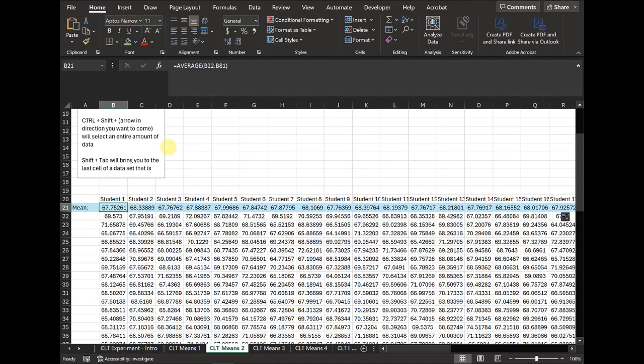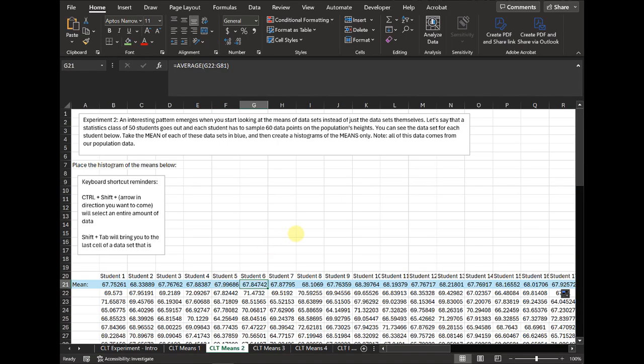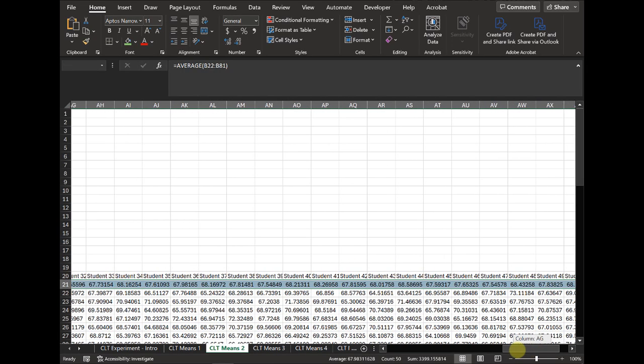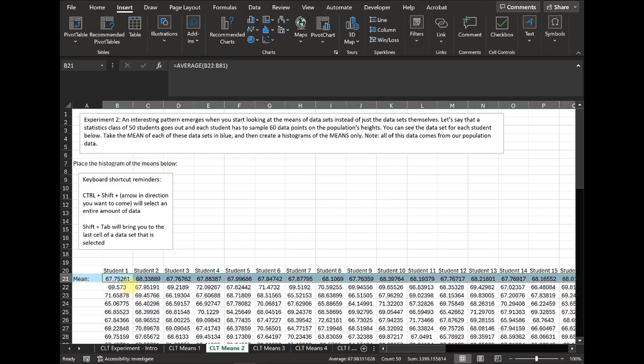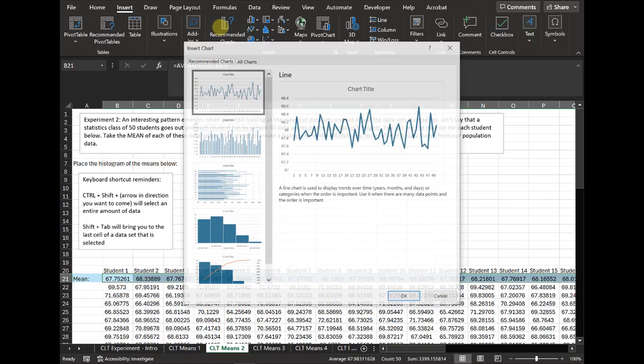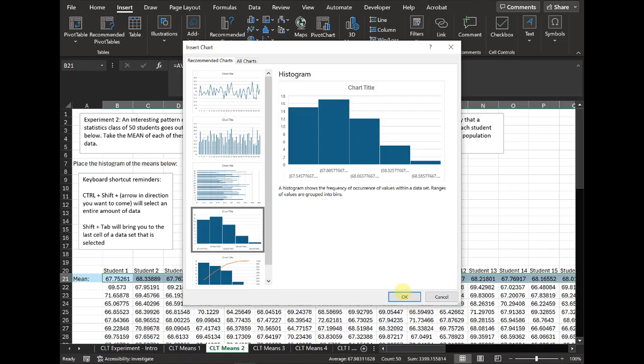And again, it makes sense that each mean is not equivalent to the previous student's, right? They're all going to be slightly different because everybody collected slightly different data. Okay, so the central limit theorem asks you to take the mean of all of your data sets and then make a histogram of the means. So I'm going to take all of that mean data and insert a histogram. I've selected all my mean data, come up here to recommended charts, and then I can find a histogram.